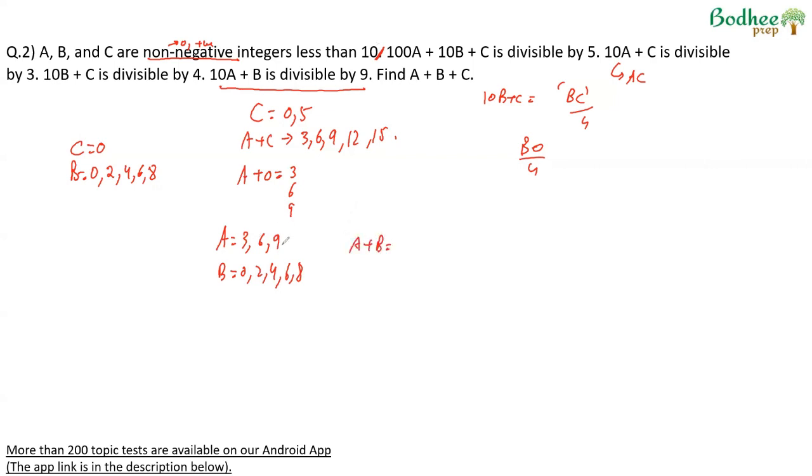So from here if we look at it, 3 plus 6 gives us 9. No other combination with 3. With 6, 0, 8, 10, 12, 14, no combination. With 9, 9 and 0. This could be a combination.